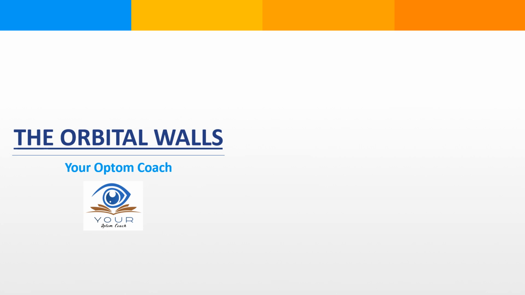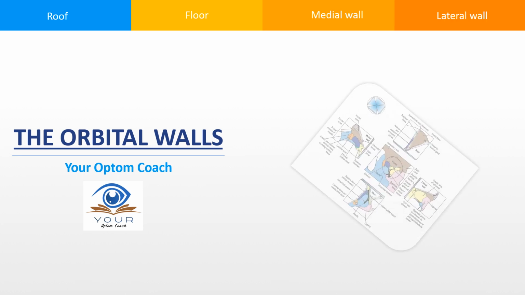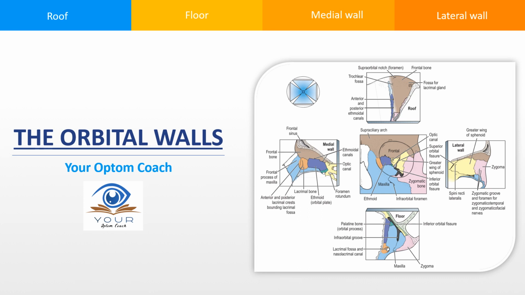Now, as we all know, there are four orbital walls, and these are the roof, the floor, the medial wall, and the lateral wall. But before going into the details of each wall, I would like to remind you all that the orbit is formed by 7 bones, and these bones are the frontal bone, the ethmoid bone, the lacrimal bone, the maxilla, zygomatic bone, sphenoid bone, and palatine bone.